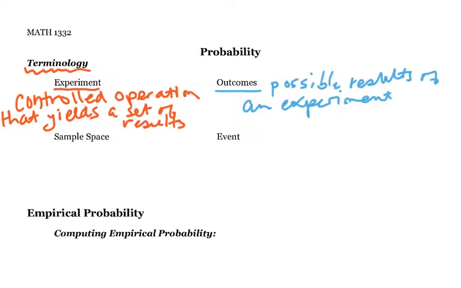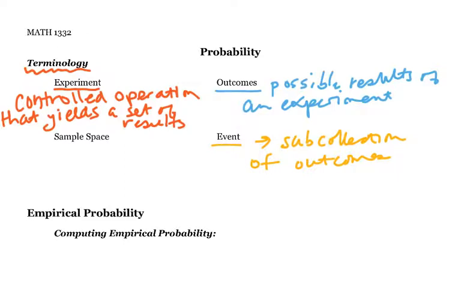Now, an event is a subset or a sub-collection of outcomes. So let's think about an example. An example of an experiment might be, I'm going to take one die and I'm going to roll it. My outcomes are the numbers 1, 2, 3, 4, 5, or 6. So those are all my possibilities that could happen. Those are all my outcomes.